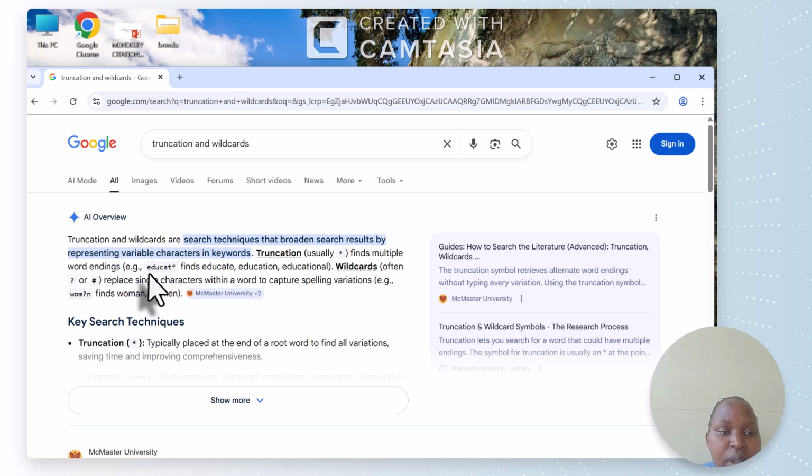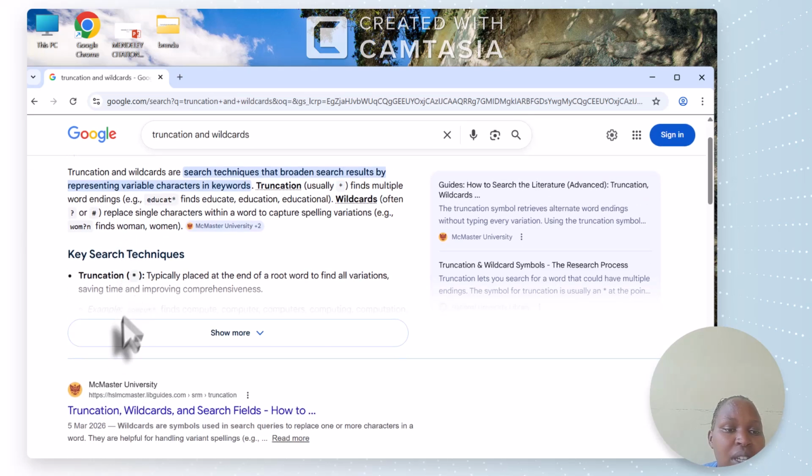For example, educat with the truncation symbol represents educate, education, and so on. Wildcards are often the question mark or the hash, which replace single characters within a word to capture spelling variations. For example, wom?n finds woman, women.